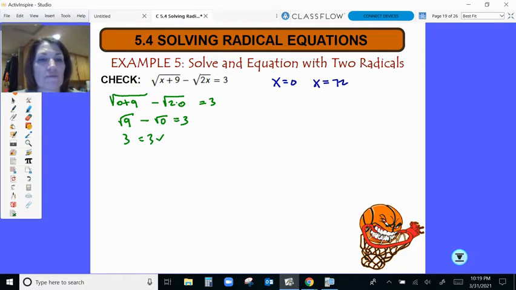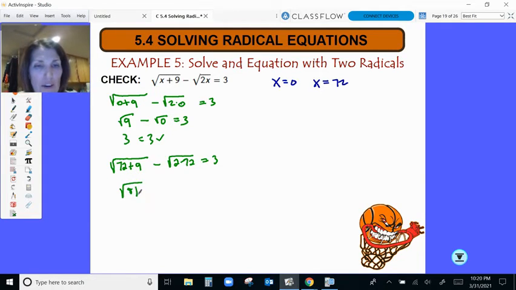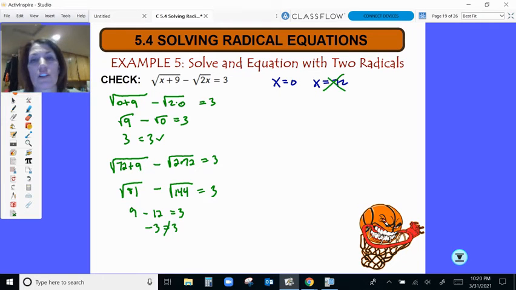Let's check 72. The square root of 72 plus 9 minus the square root of 2 times 72 equals 3. This becomes the square root of 81 minus the square root of 2 times 72, which is 144, equals 3. So this is 9 minus 12 equals 3, and that becomes negative 3 equals 3. That is not true, so my 72 is not a solution. My only solution is x equals 0.